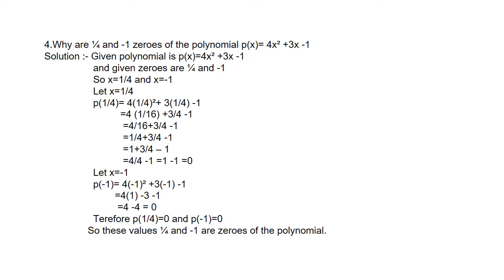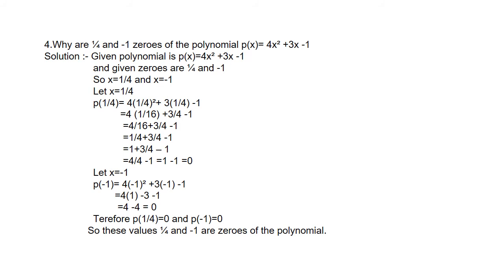If we substitute 1 by 4 in p of x, and we get p of 1 by 4 is equal to 0, we can say that 1 by 4 is a zero of the polynomial. In the same way, if p of minus 1 is equal to 0, we can say that minus 1 is a zero of the polynomial. Shall we check here? The given polynomial is p of x is equal to 4x square plus 3x minus 1, and the given zeros are 1 by 4 and minus 1. So x is equal to 1 by 4 and x is equal to minus 1.